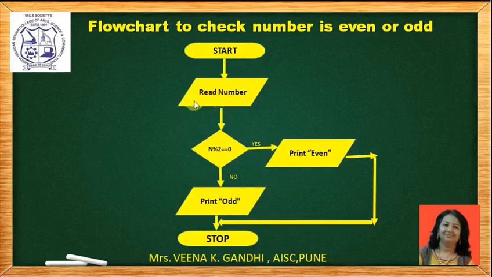For that we use the input and output symbol. Next we want to check number is divisible by 2. For that we use the decision symbol to indicate the condition. If remainder is 0, if yes, then we'll print number is even in input and output symbol. If remainder is not 0, then we will print odd number. After that we will stop the process.